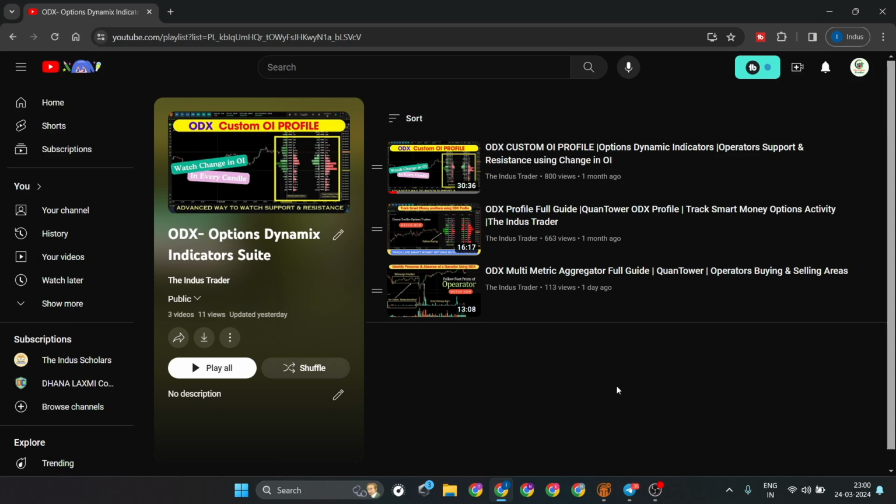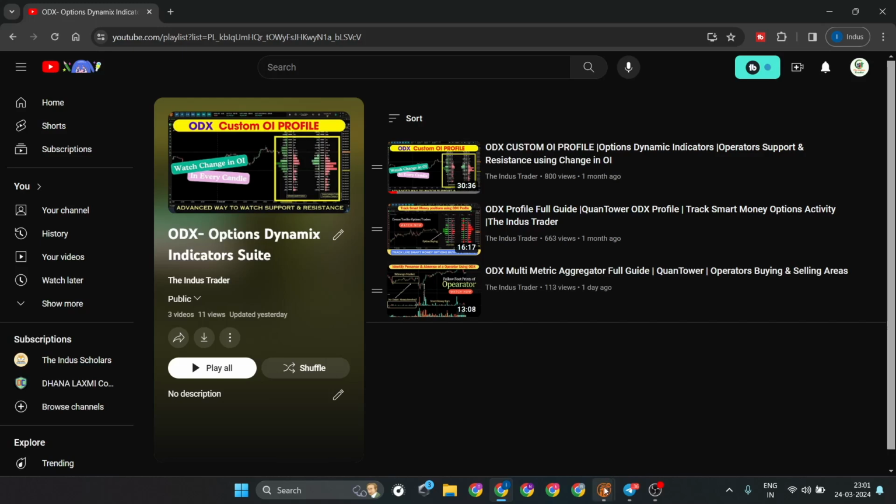In order to understand this video, in which we're going to discuss the ODX Range Profile, you need to understand the ODX Multi-Matrix Aggregator as well, because it plays a key role in the ODX Range Profile. By using the ODX Range Profile we can find the targets of stocks, or in precise, targets of particular scripts. So without wasting much time, let's get started.